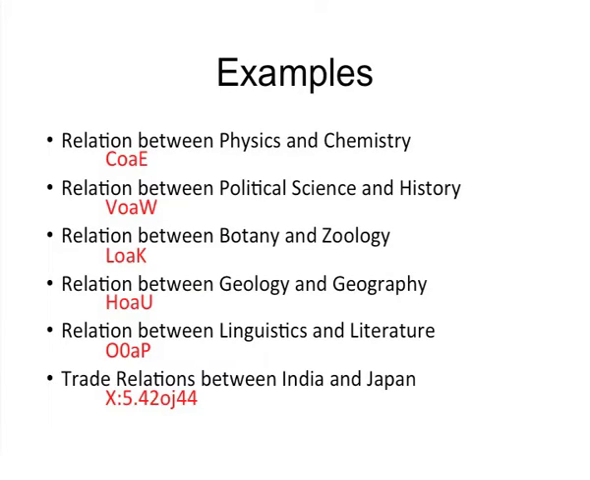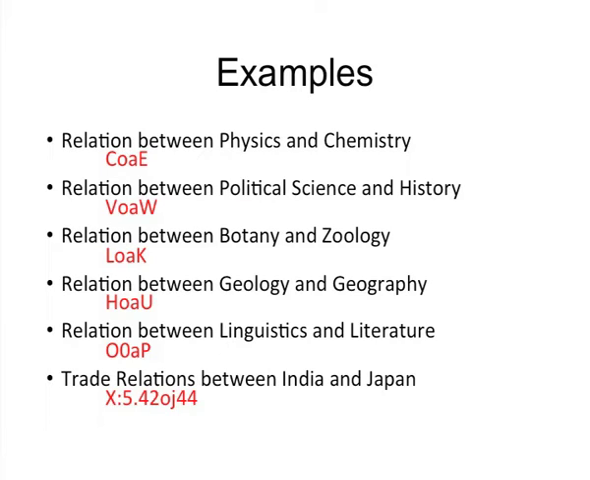If it is a relationship between political science and history, it will be V 0 A W, and the rule says that V is history, lower in ordinal value, W is political science, higher in ordinal value, therefore, this is the order. If it is a relation between botany and zoology, I 0 A K, it becomes the relationship between botany and zoology. If it is a relationship between linguistics and literature, you all know the class for linguistics is P, whereas literature is O, therefore, it will be O 0 A P.